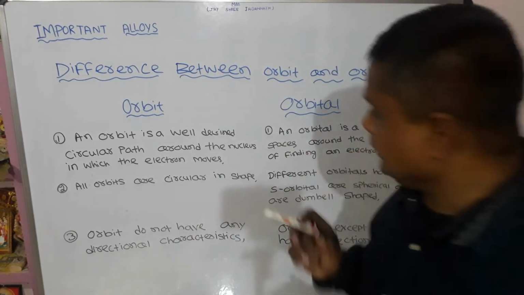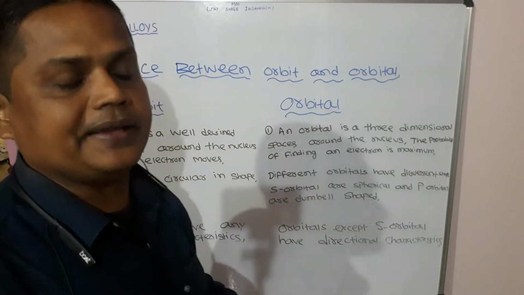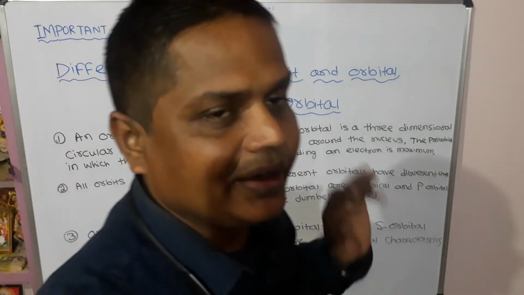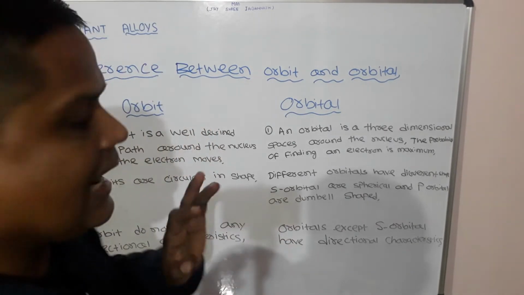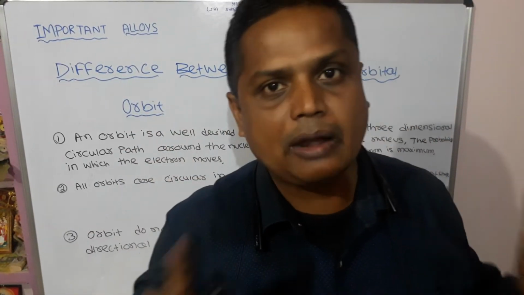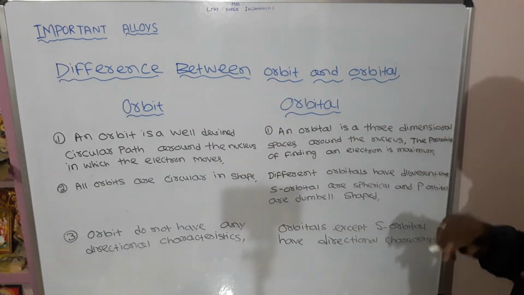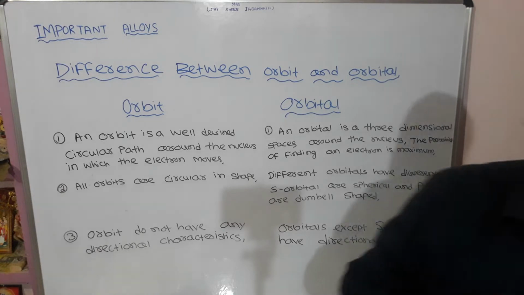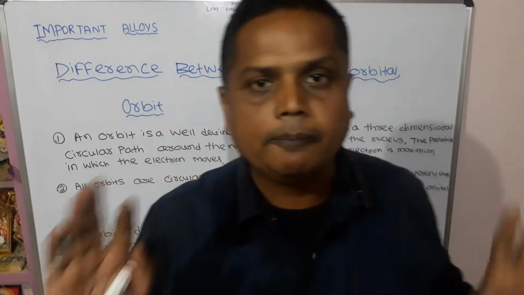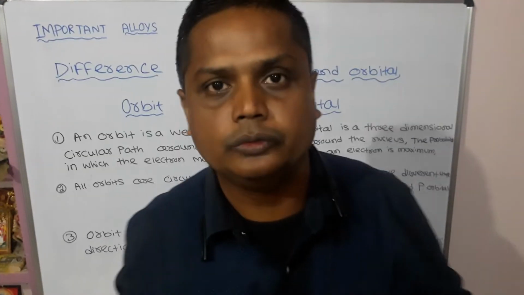Then orbitals. What is an orbital? An orbital is a three-dimensional space around the nucleus where the probability of finding an electron is maximum, not minimum.